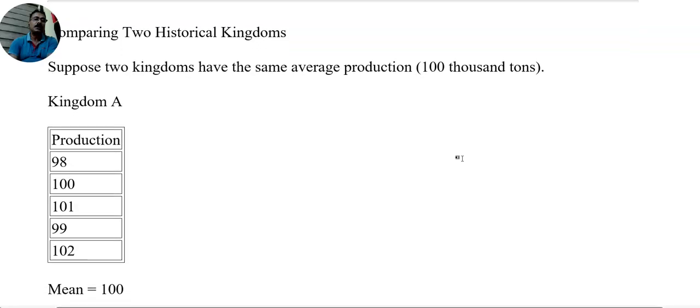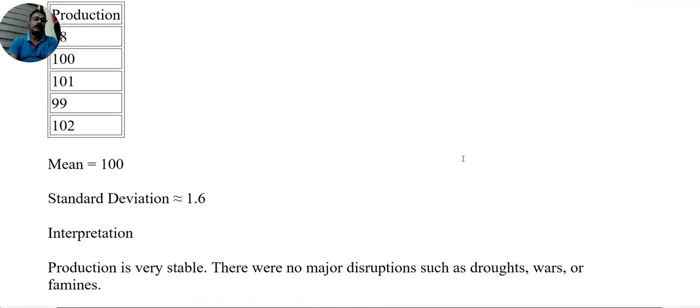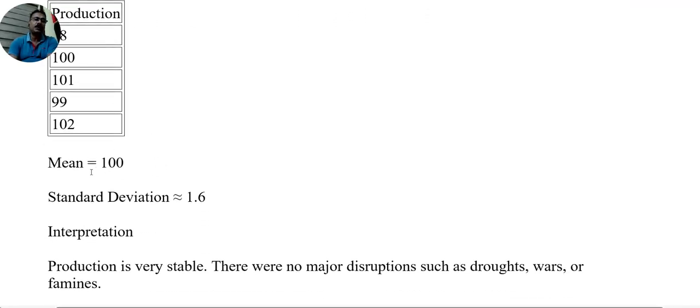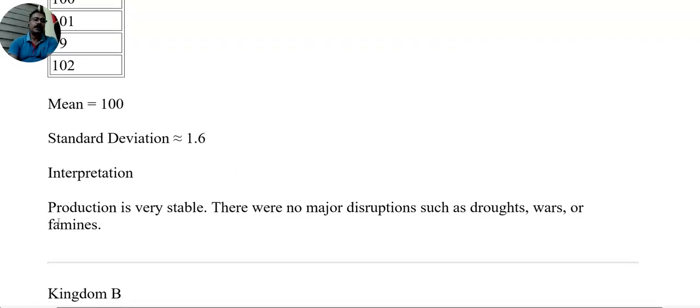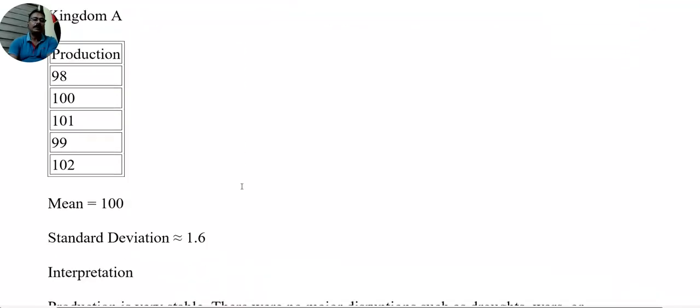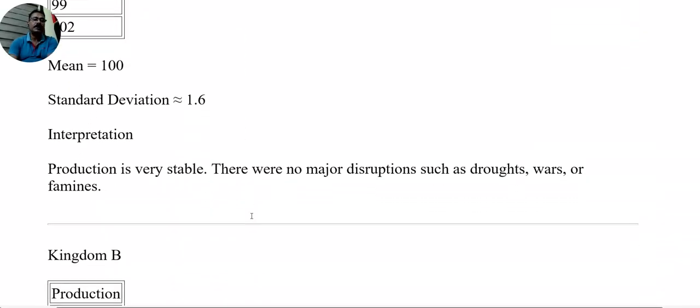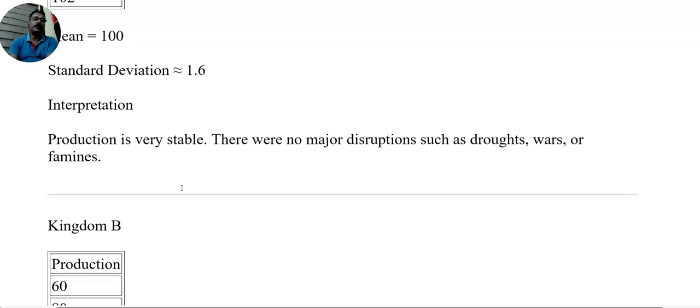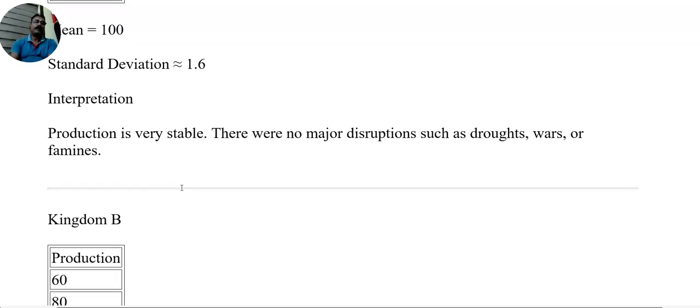Similarly, for another kingdom with its own data, just applying the same formula, mean and standard deviation, we calculate 1.6. So the production is very stable. In the first case the variation is 7.9, and in this case it is 1.6. The production is very stable. There are no major disruptions such as droughts, wars, or famines. In this way a historian can make inferences about this phenomenon.